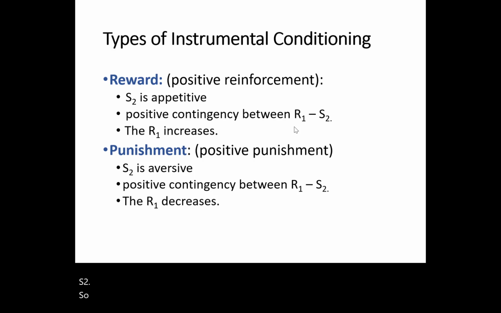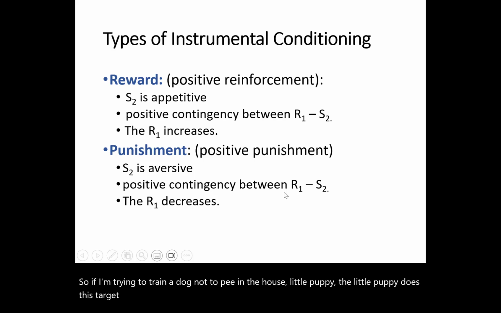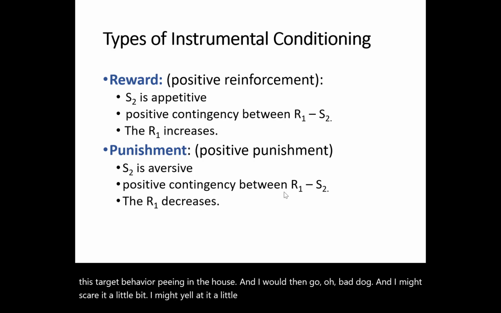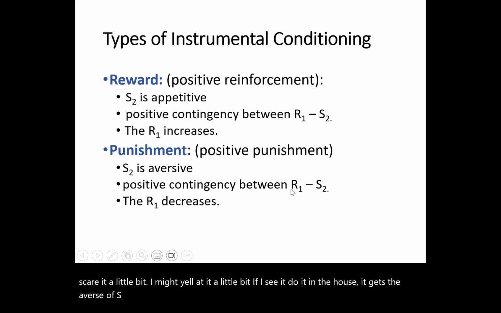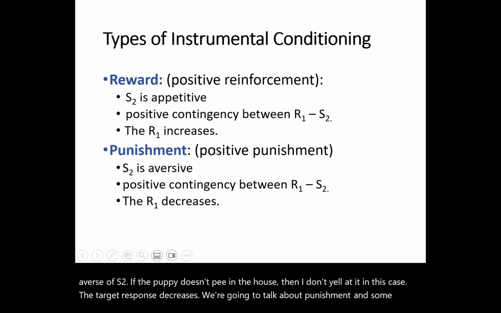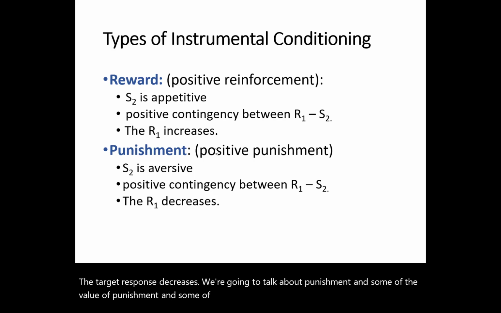So if I'm trying to train a dog not to pee in the house, a little puppy does this target behavior, peeing in the house, and I would then go, oh, bad dog. And I might scare it a little bit. I might yell at it a little bit. If I see it do it in the house, it gets the aversive S2. If the puppy doesn't pee in the house, then I don't yell at it. In this case, the target response decreases. We're going to talk about punishment and some of the value of punishment and some of the real problems we see with punishment.